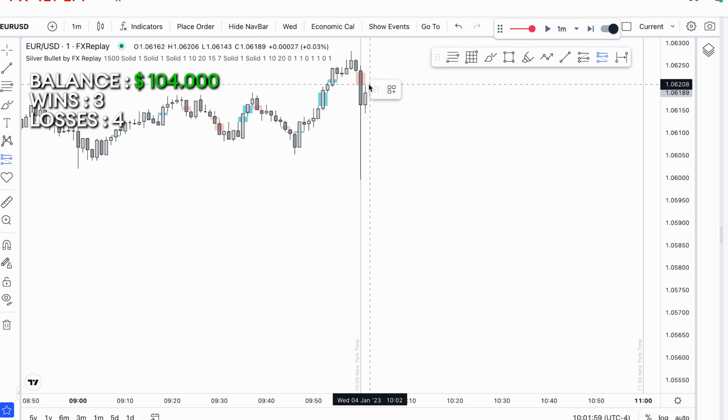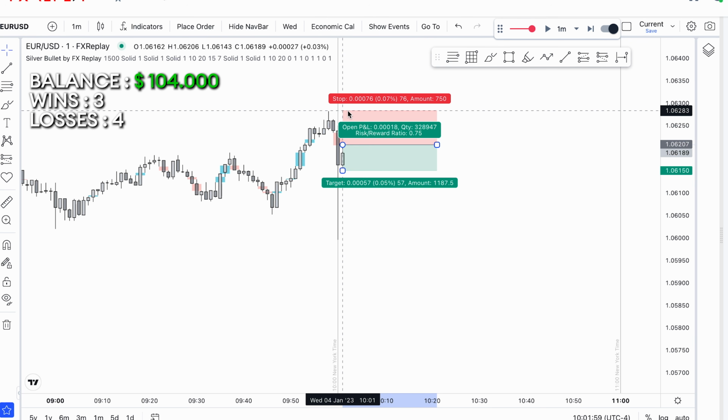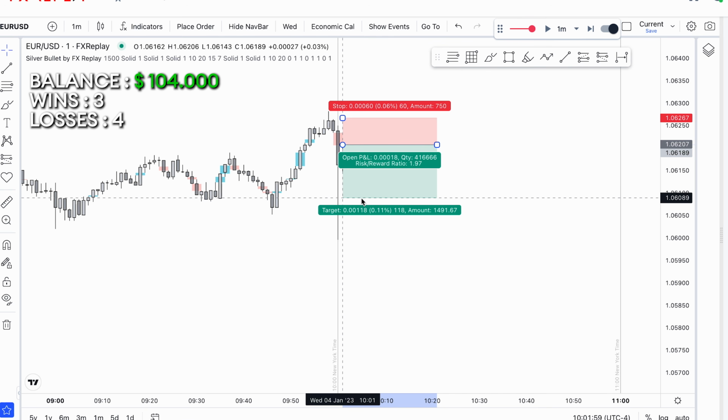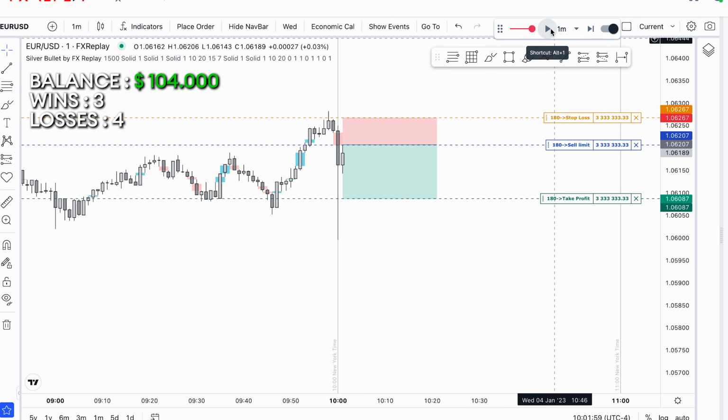There is our fair value gap straight away. Stops above the candle that forms the fair value gap, targeting a 1/2. If this one is a winner, we pass the first challenge.